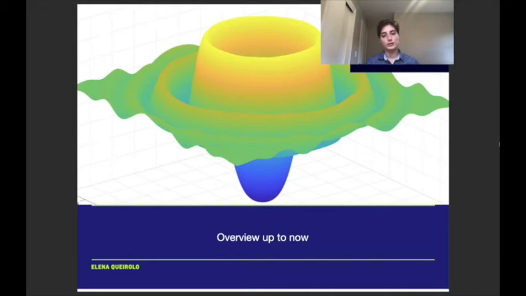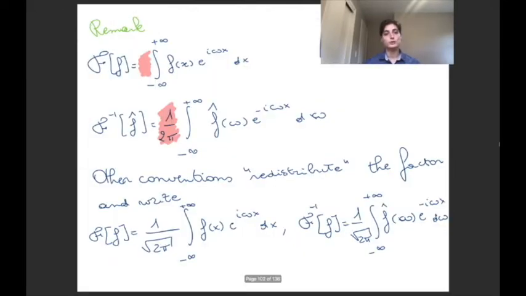This is a brief video to go over some remarks and properties of the Fourier transform. So first of all, there is a remark that I'd like to point out. We have defined the forward Fourier transform as a bi-infinite integral and the inverse Fourier transform as a bi-infinite integral multiplied by 1 over 2 pi.